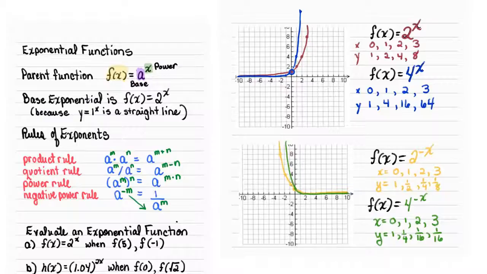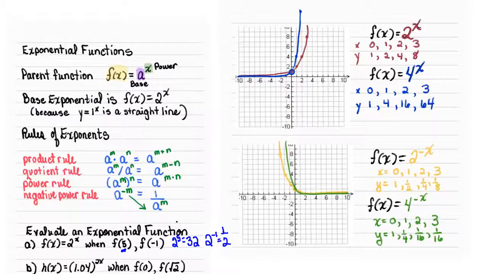To evaluate an exponential function means that we're going to put the 5 here in the equation and evaluate. So for the first one, we would have 2 to the 5th power, which would equal 32. And for the second one, we would have 2 to the negative 1 power, which means we'd have to slide it down over the fraction bar.